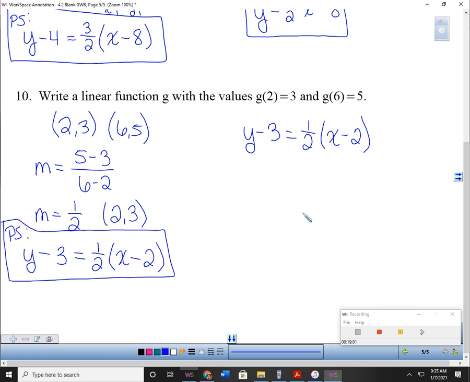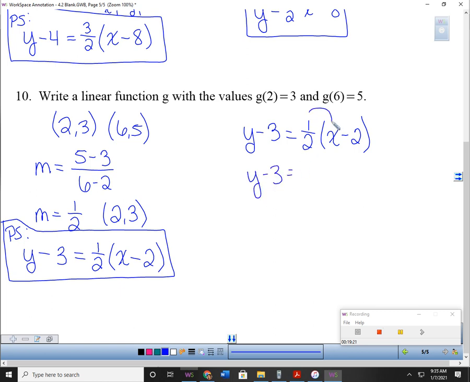All right, now I'm going to put it in slope-intercept form, which just means solve for y. So the first thing you have to do is distribute. By the way, these steps should constantly be the same. You should always distribute and then move the number. Distribute, move the number. Okay, so distribute first.